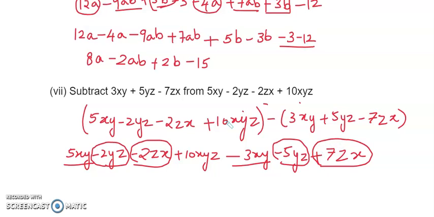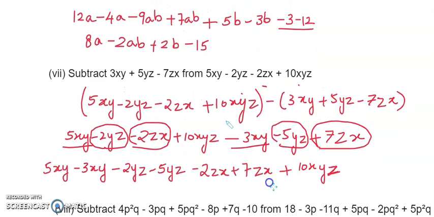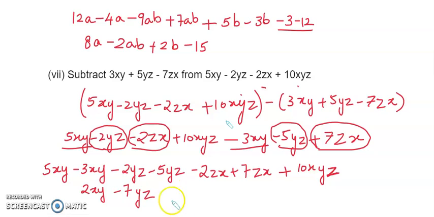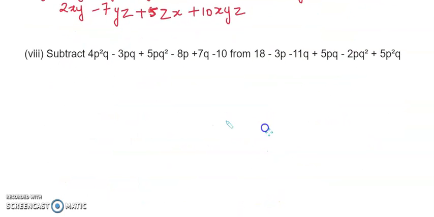So let's group it and write it down. So what will we get here? Yes, it will be 5 minus 3, this is 2xy, minus minus plus, so 7yz, right? Then you will have minus 2 plus 7, so 5zx. And the last one remains like that. Clear? Sure? The next one.